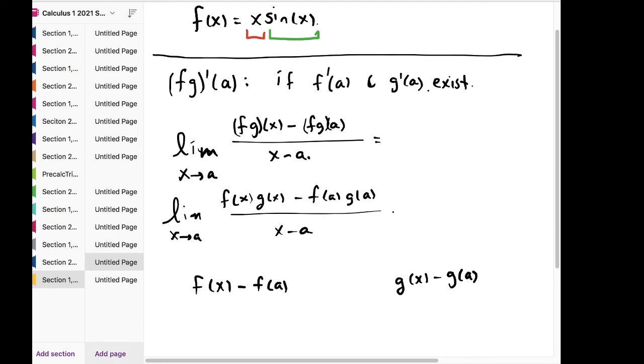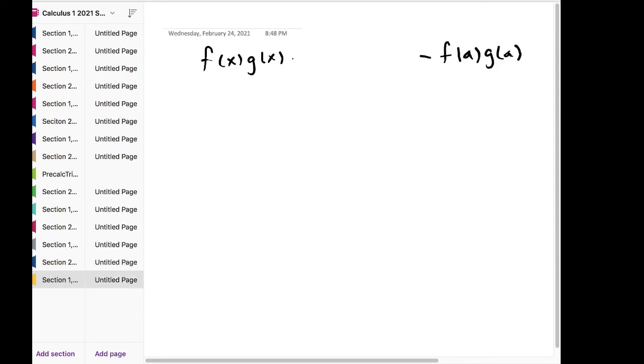So here's what we can do. I want a minus f(a) somewhere, but f(x) is crowded by g(x). So what can we do? Let's subtract f(a) and then multiply by g(x). Do you see why this would give us an f(x) minus f(a)?